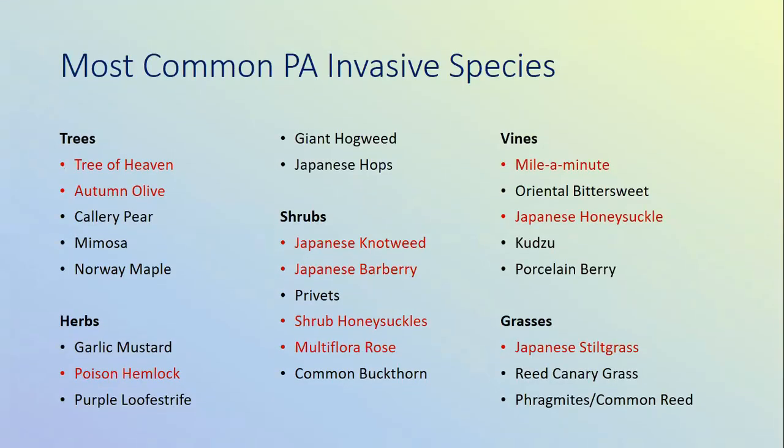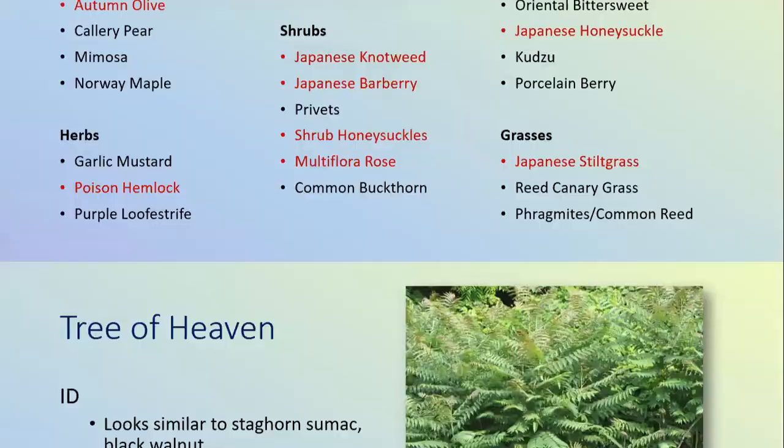So here's a list of some of the most common Pennsylvania invasive species that we have, marked out by trees, herbs, shrubs, vines, and grasses. The ones in red are the ones I'm going to review. And again, like I said, there's a lot of information that goes with each one of these, so don't feel like you need to take any notes. The PowerPoints will be available for you. But this is just a sampling of the invasive species that you are most likely to come in contact with, and you may have in your backyard already.